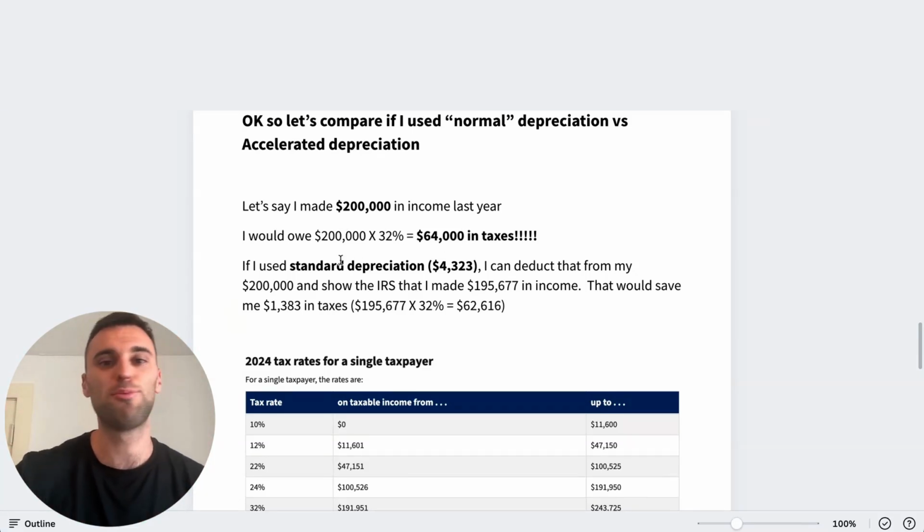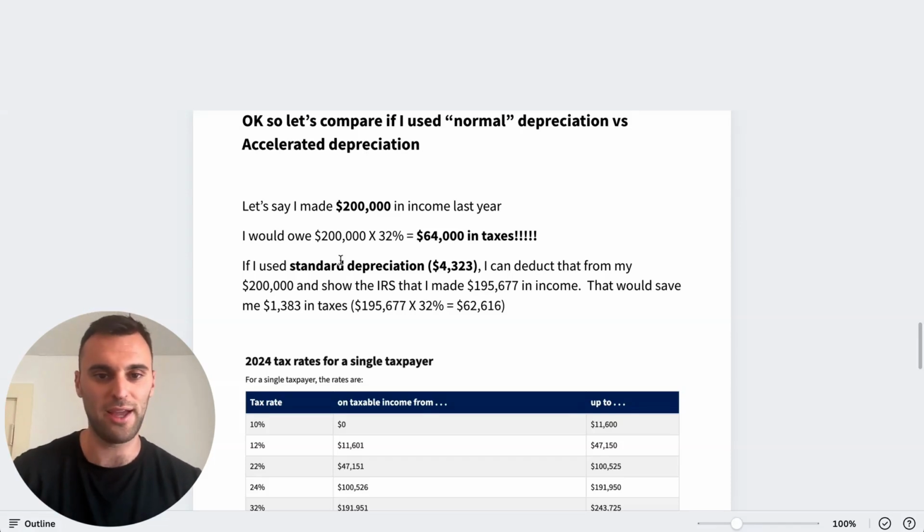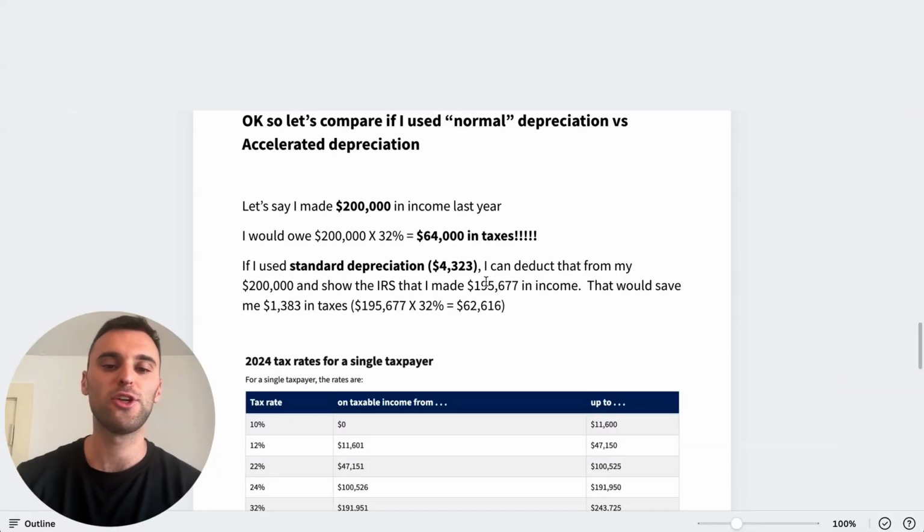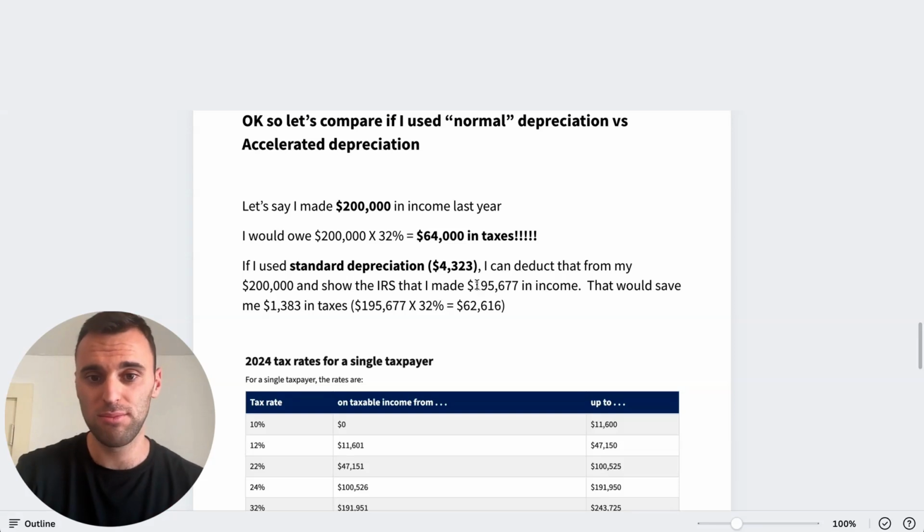That's not including any depreciation or any write-offs at all. Okay, again, basic scenario here. Now, if I used standard depreciation, which was that $4,300 number, I can deduct that from my income. Your new taxable income is $195,000. So if you now take your new taxable income, because you subtracted your depreciation from this rental property, you're now saving $1,300 in taxes from this $4,000 deduction.